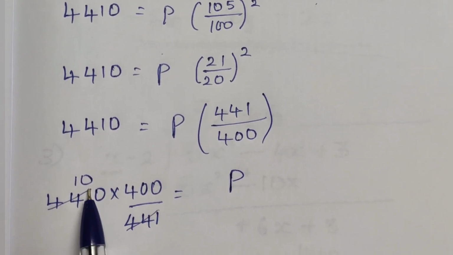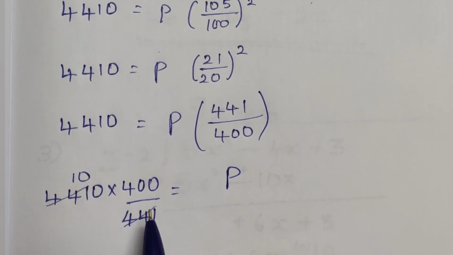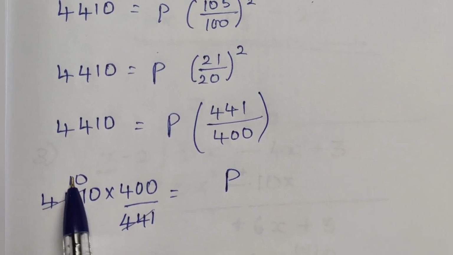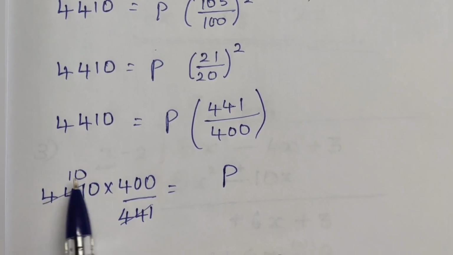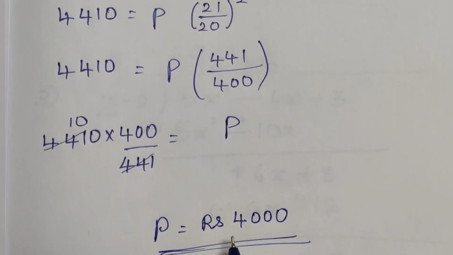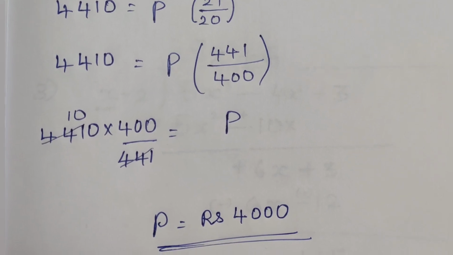441 goes in 4,410 10 times. 441 cuts 441 one time and put the 0. 10 into 400. Principal is equal to rupees 4,000.